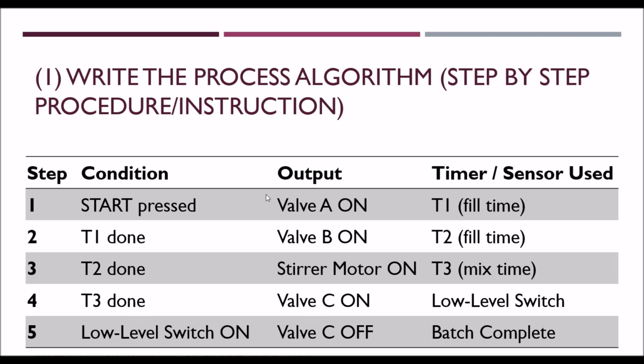This is a summary actually. This matrix is optional for you. You don't have to write it, but for your understanding purpose, it is given here. Okay, start button is there. Then valve A is on. So T1 is the fill time. Once T1 is done, we are going to switch on valve B. So this is a summary of what we discussed now.